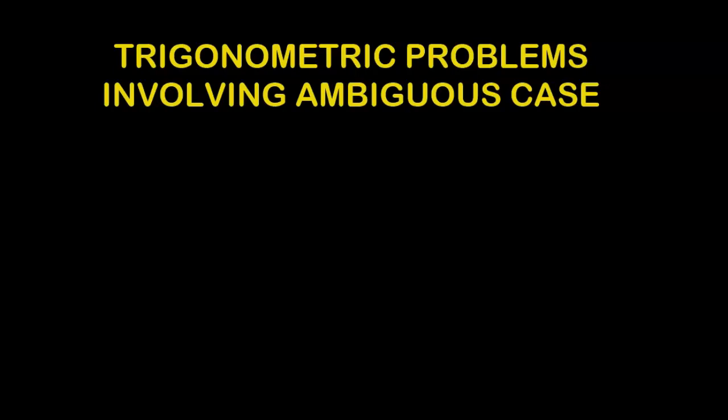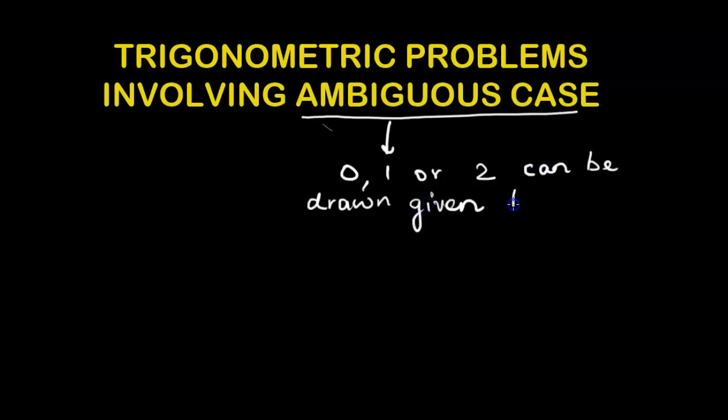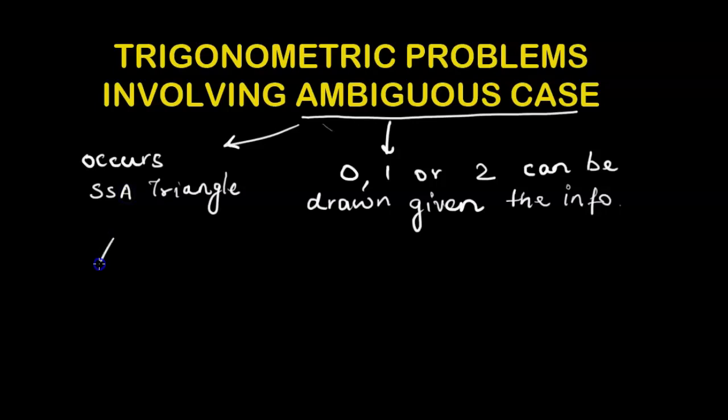Hey guys, in this lesson we will understand the trigonometric problems involving the ambiguous case. Let's first understand what is meant by ambiguous case. Ambiguous case is a situation in which 0, 1 or 2 triangles can be drawn when we are given the information in a problem, and ambiguous case occurs when we are given an SSA triangle. Now what is meant by this SSA triangle?